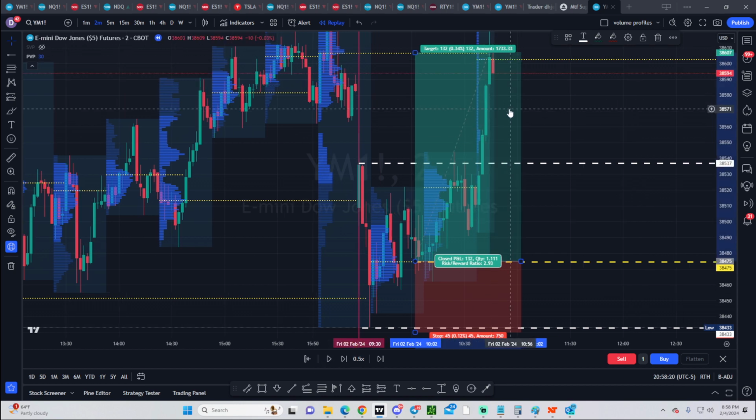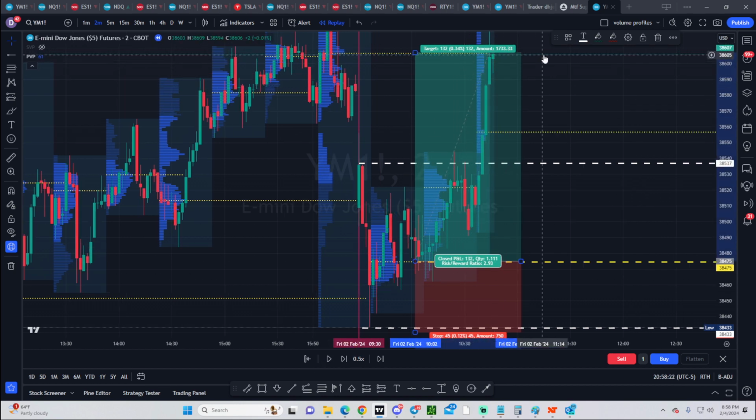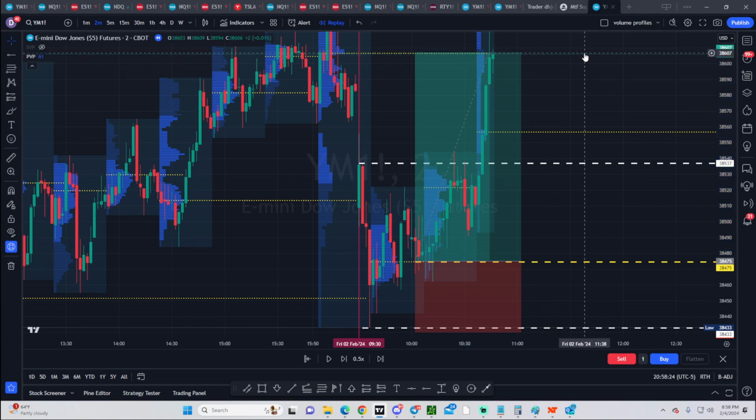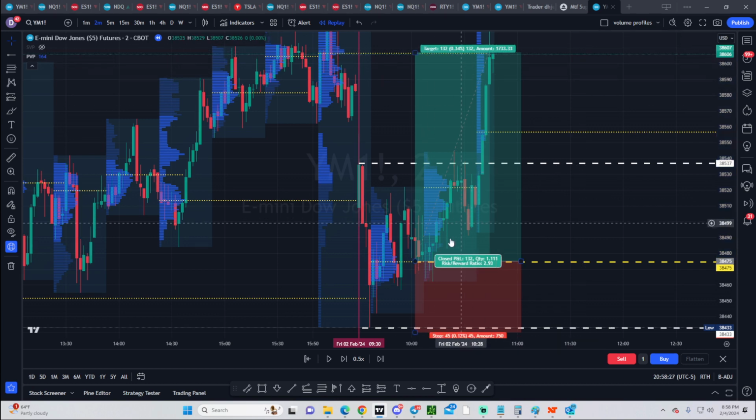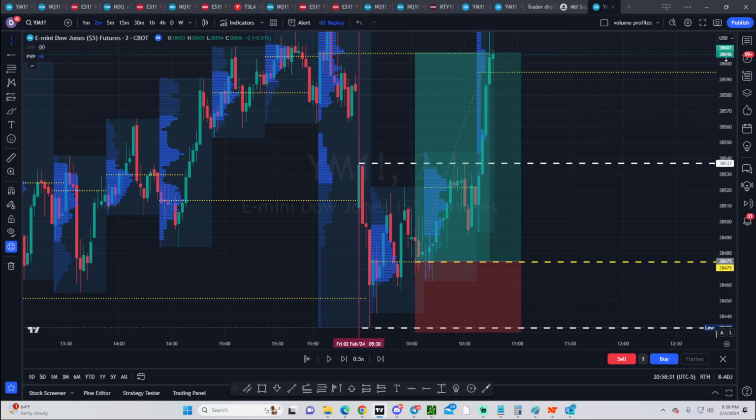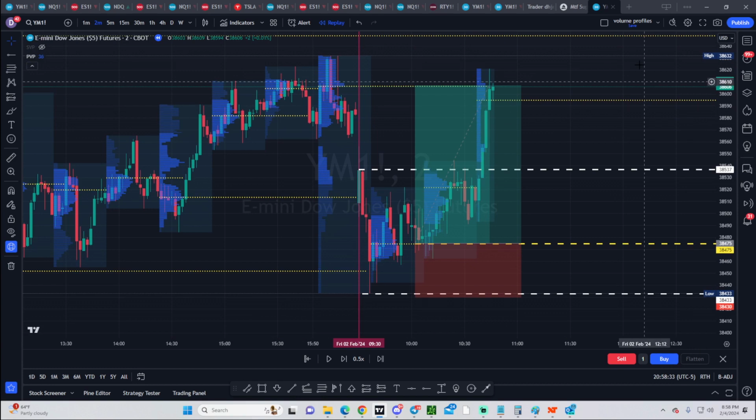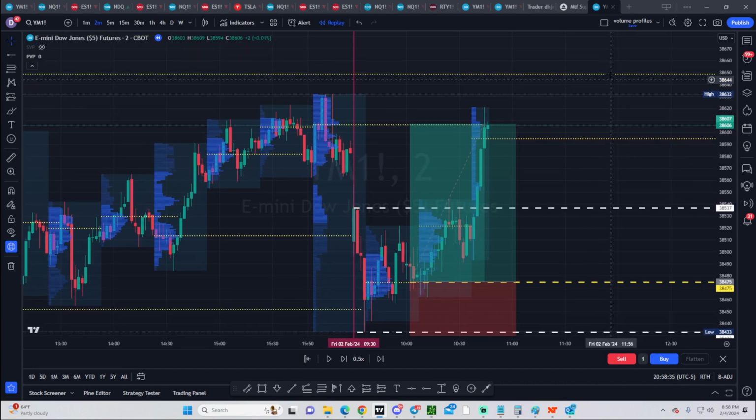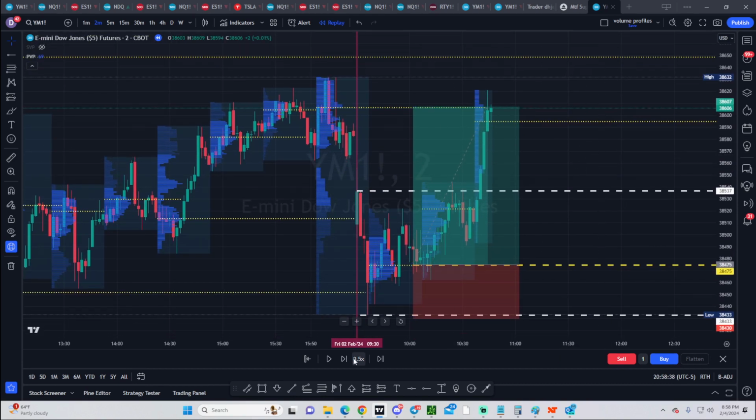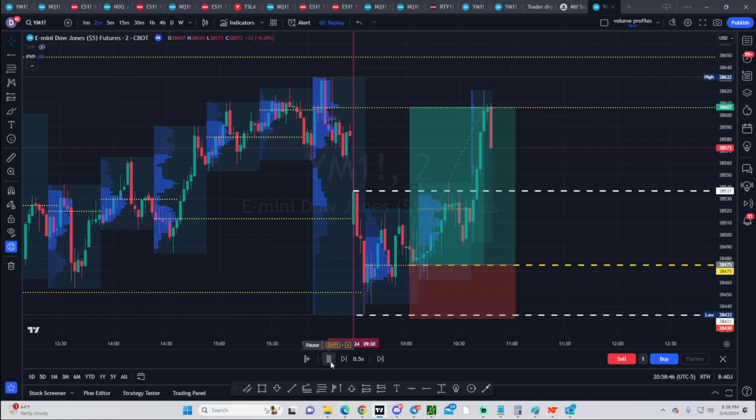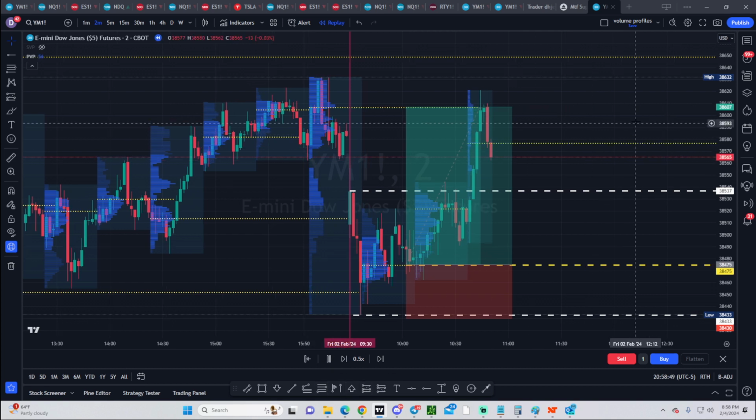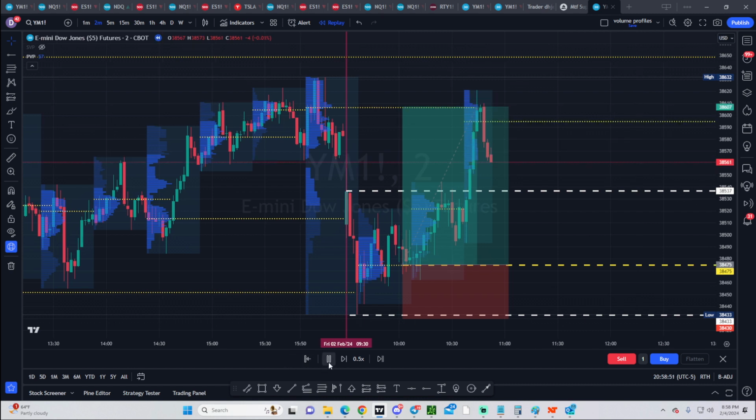Okay, so technically speaking, it hit the target right here. And this is just basically based on that naked POC. Let's see if there's something else on the top. Okay, so we have another. We're gonna let it play out to this naked POC up here and see how it goes. So our immediate target was hit. Market reacts immediately to that.